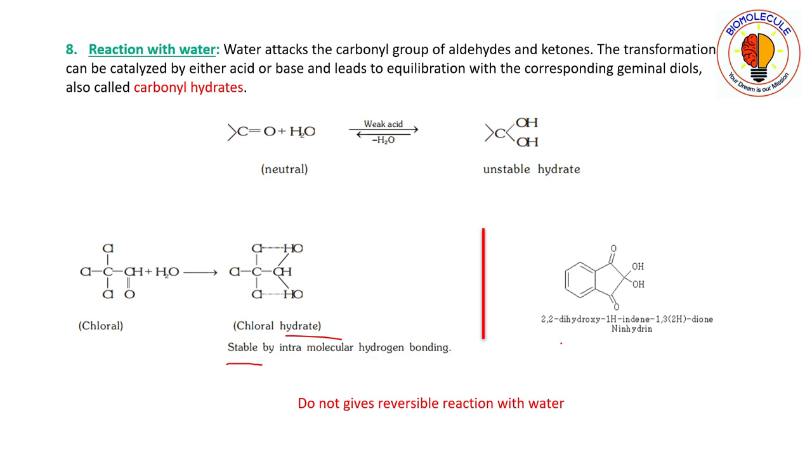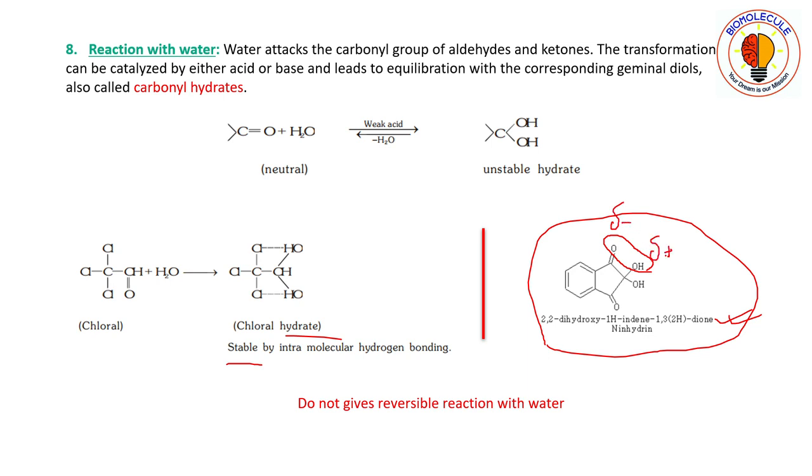Similarly, you see this is the final compound. Okay, 2,2-dihydroxy-1H-indene-1,3(2H)-dione. This is ninhydrin. Okay, this is the IUPAC name. You just have to see that if you see this kind of molecule, this OH group and this carbonyl group, carbonyl oxygen del minus, OH hydrogen del plus. So intramolecular hydrogen bonding. Similarly here also intramolecular hydrogen bonding. So there are 2 intramolecular hydrogen bonds in this molecule.